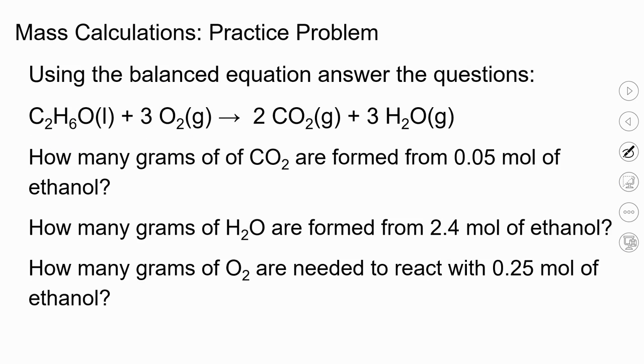Okay, this is another one I would like you to try. Using the balanced equation, answer the questions. Just do the first one first. We have this thing plus 3 oxygens gives us 2 CO2 plus 3 waters. How many grams of CO2 are formed from 0.05 moles of ethanol? That first thing over there is ethanol. I can write that. Remember two-step conversion: mole ratio, then use the molar mass.